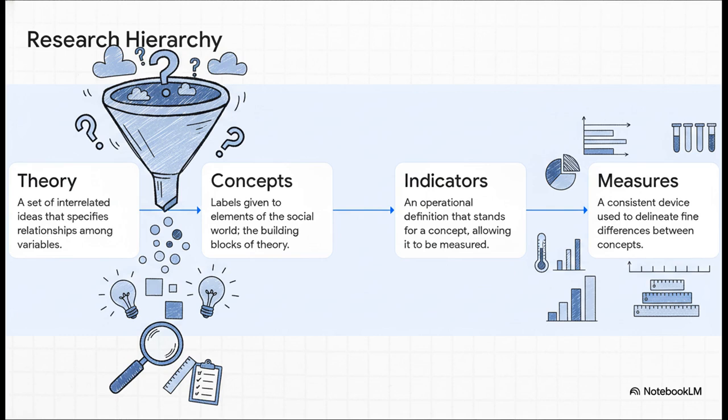Think of it like a funnel. You start way up at the top with a broad theory. From there, you pull out the key concepts. These are the essential building blocks. But you can't just measure a concept, right? So you need indicators to act as stand-ins, like specific questions on a survey. And finally, at the very bottom, you create precise measures that let you capture all the little differences. See? It's a clear path from this abstract idea all the way down to concrete numbers.